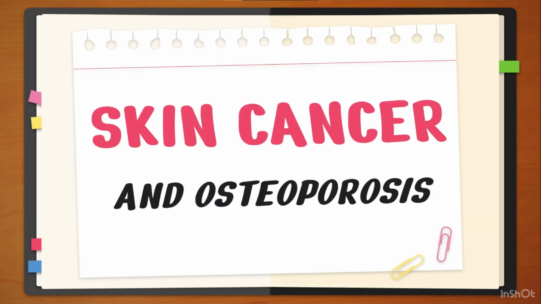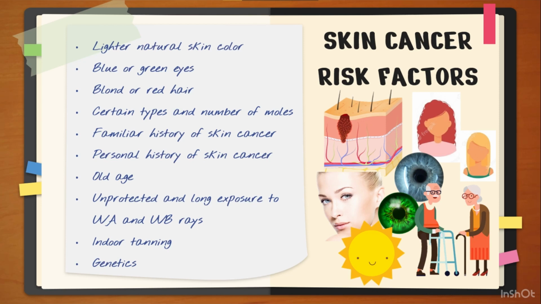Skin cancer and osteoporosis. Skin cancer is the out-of-control growth of abnormal cells in the epidermis, the outermost skin layer. Some risk factors of skin cancer are lighter natural skin color, blue or green eyes, blonde or red hair, certain types and number of moles, family history of skin cancer, personal history of skin cancer, old age, unprotected and long exposure to UVA and UVB rays, indoor tanning, and genetics.